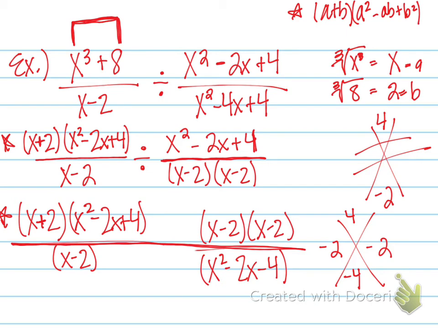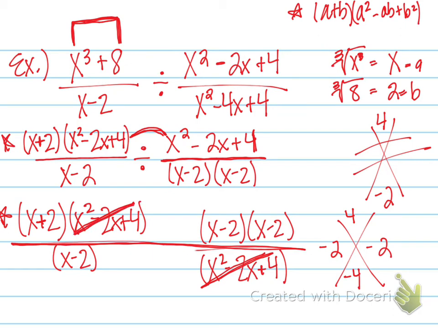What can I cross out? Well, here's an x squared minus 2x plus 4 on top. And here's an x squared minus 2x plus 4 on the bottom. So I can cross those out, right? Because look, originally they were on top together, but once I kept the first one and I've changed the sign and I flipped the second one, it changed it. So I can cross those two out.